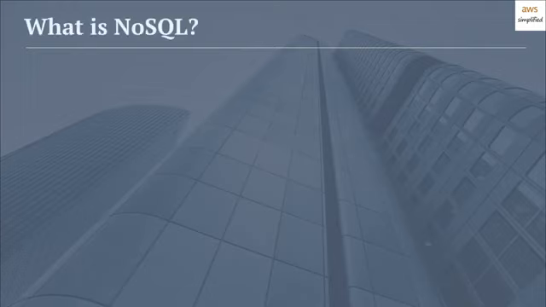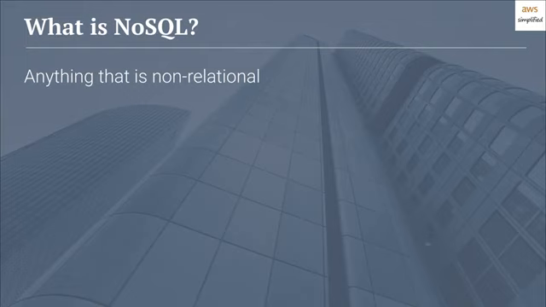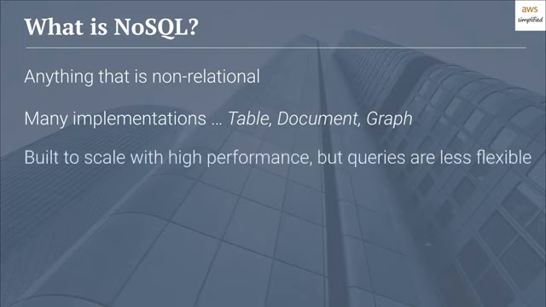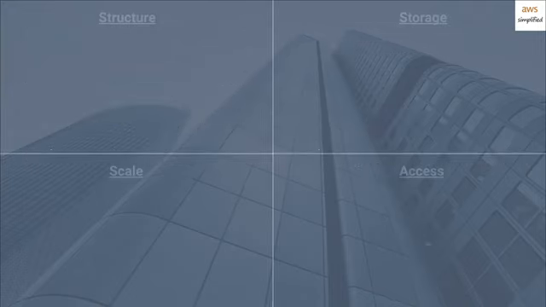So let's move on to talking about what is NoSQL. Although it probably doesn't need to be said, it's anything that is non-relational. And there's many different implementations of NoSQL, so it's kind of an overloaded term. There's implementations that use table structures, similar to what we saw in the SQL approach. Some use document and some use graph. And the basic idea here is that NoSQL is built to scale with high performance, but it also comes at a cost. And that cost is that your queries are less flexible. So let's go through the same exercise as we did before and talk about the structure, storage, scale, and access.